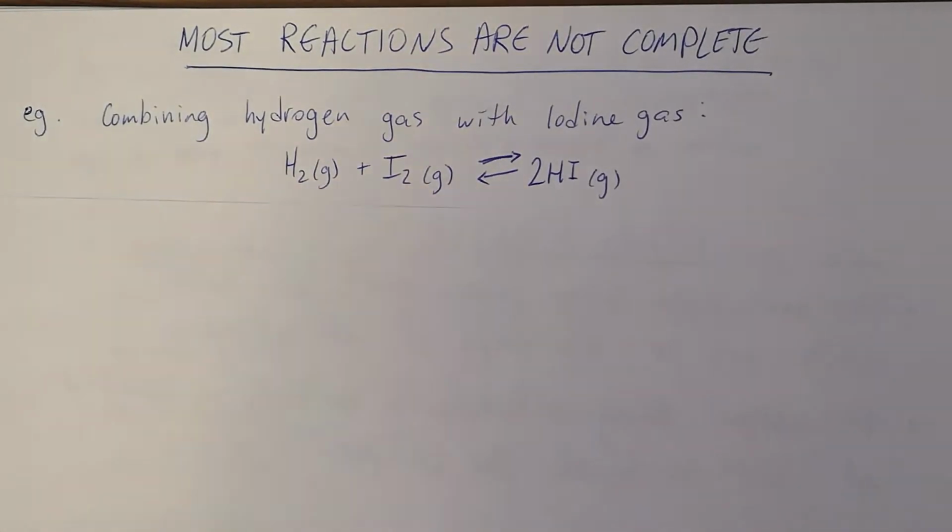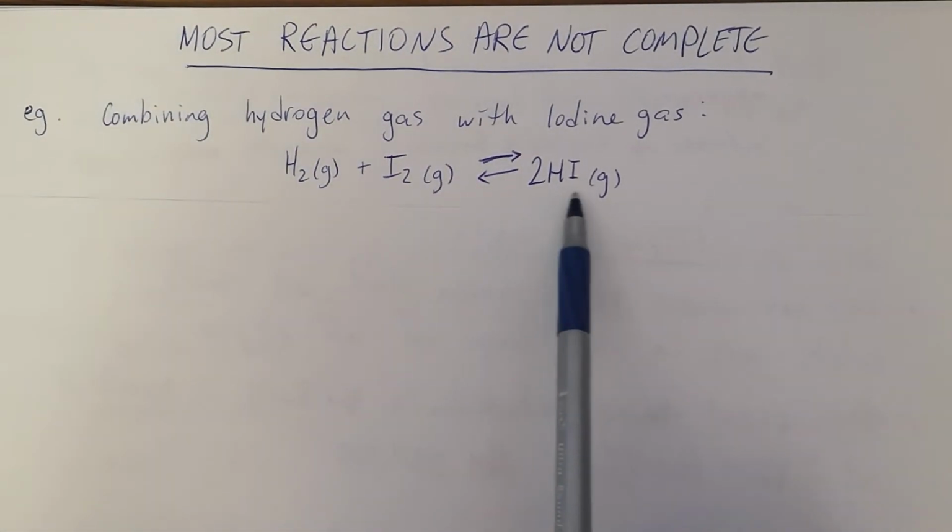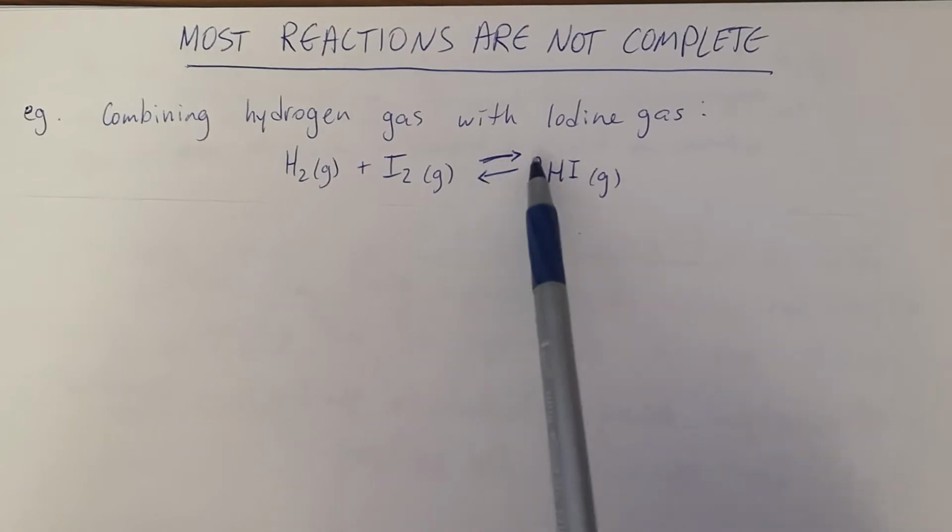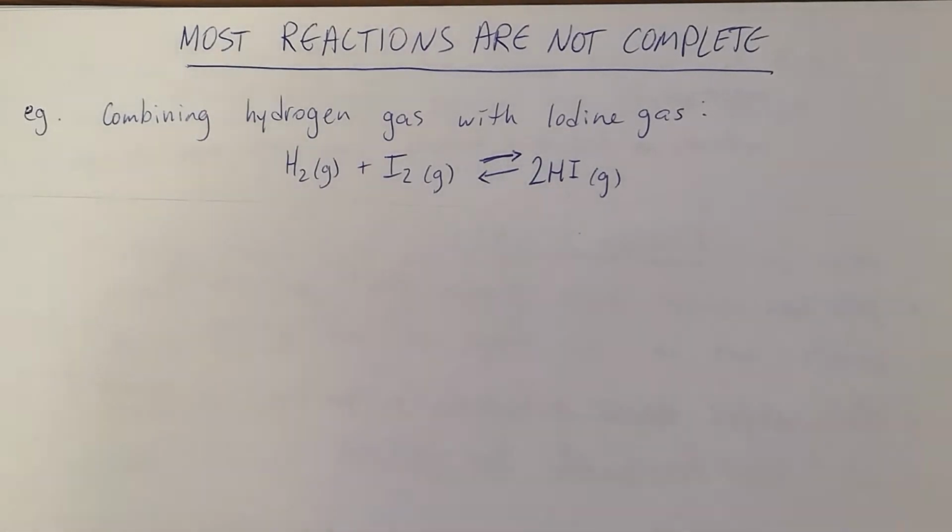I want to talk about this reaction. If we combine hydrogen gas with iodine gas, we get some hydrogen iodide. This might already kind of spook you a little bit, these double arrows. We actually see those in our redox table. It just means we have to consider the reverse reaction as well, and we'll build to that.